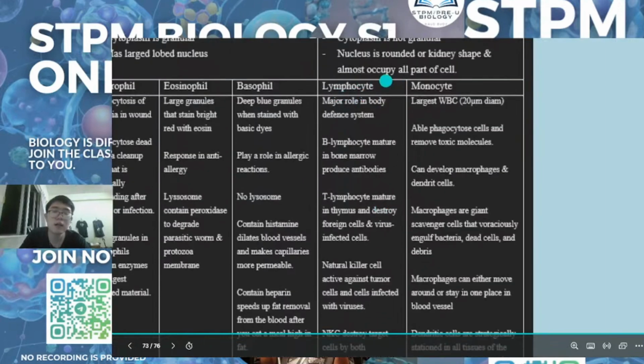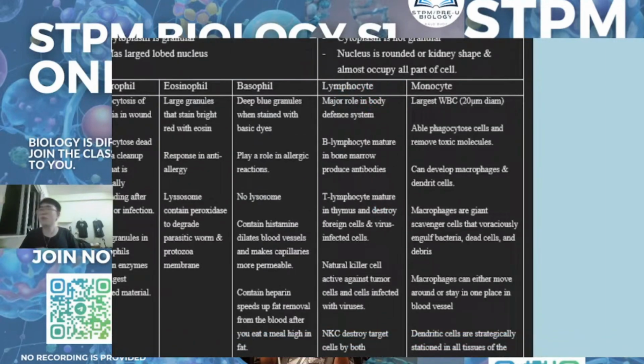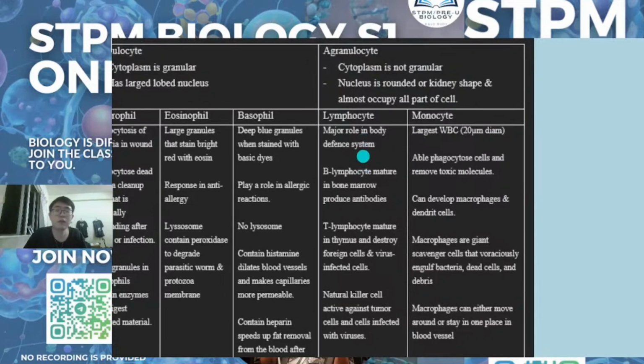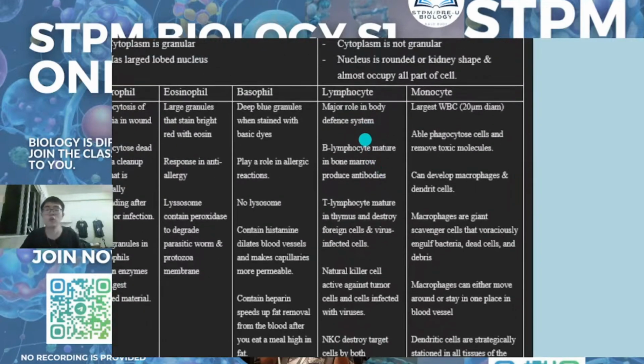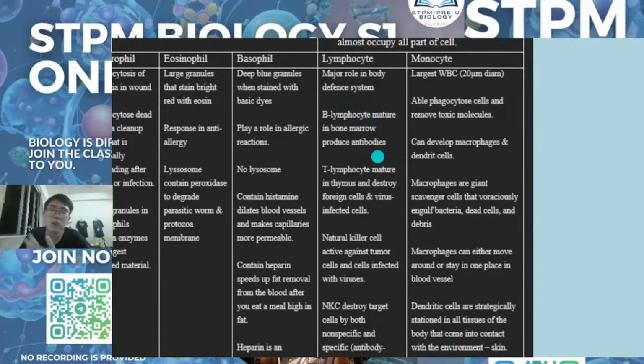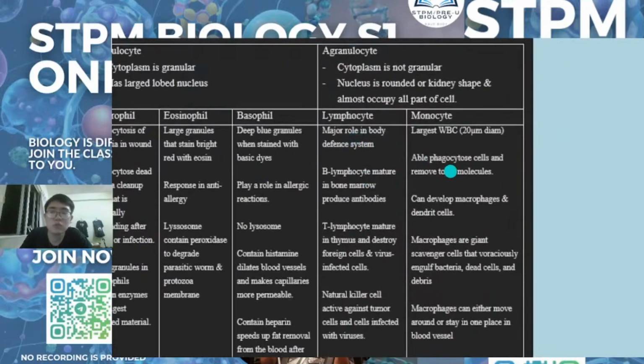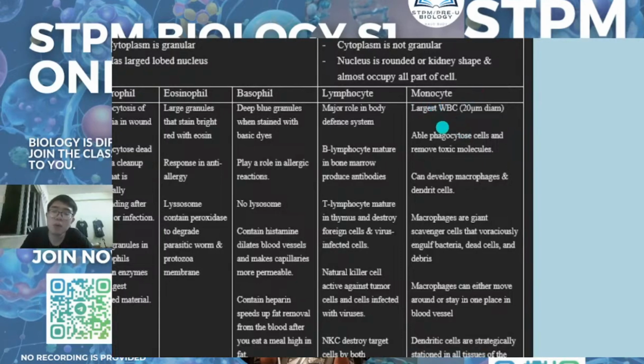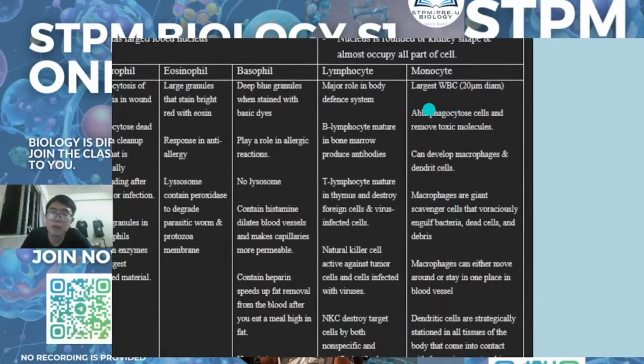Normally for lymphocyte, you will learn more detail about that. Our body defense system, you will learn in more detail in semester 2 also, in the immunity part, the last two chapters of that. So you need to know it. If you don't know it now, in semester 2 you also need to know. And another one is monocyte. Monocyte also plays a role in the defense system. It also undergoes phagocytosis and can develop into macrophage and dendritic cell.